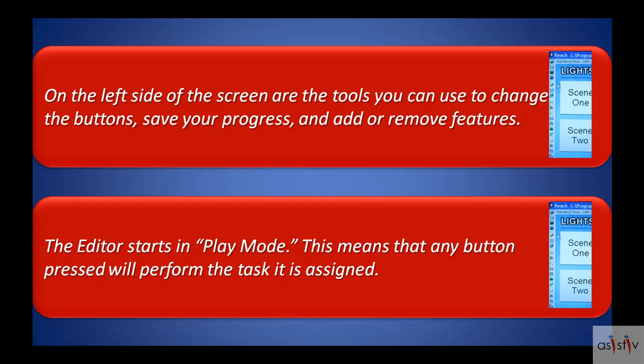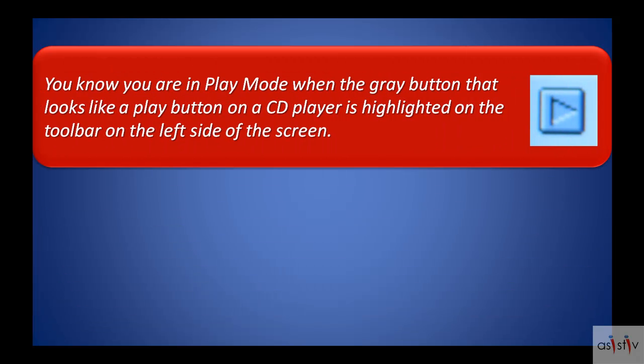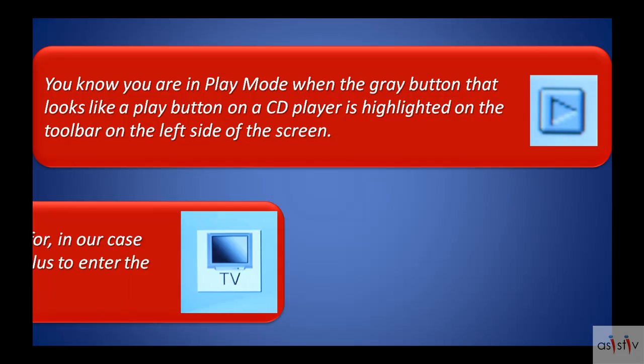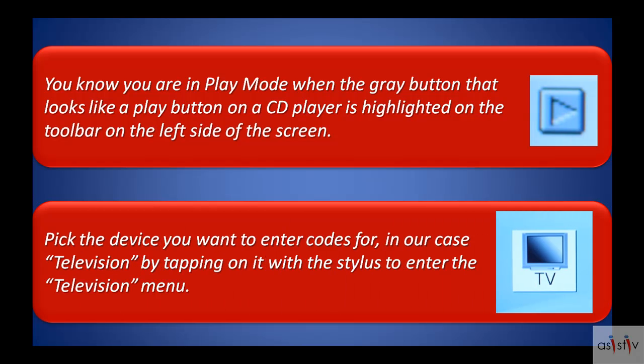The editor starts in play mode. This means that any button pressed will perform the task it is assigned. You know you are in play mode when the gray button that looks like a play button on a CD player is highlighted on the toolbar on the left side of the screen. Pick the device you want to enter codes for, in our case television, by tapping on it with the stylus to enter the television menu.